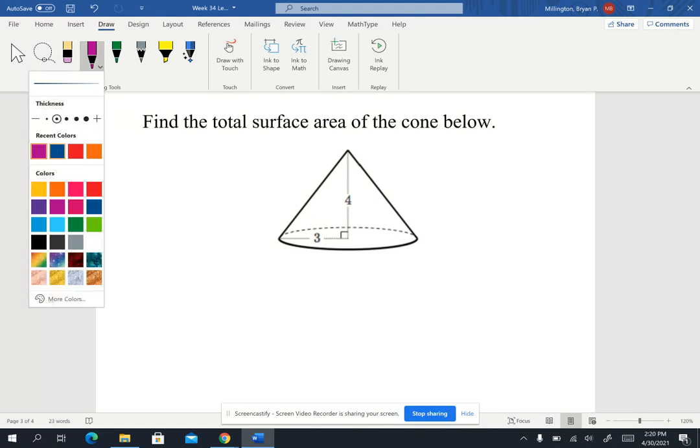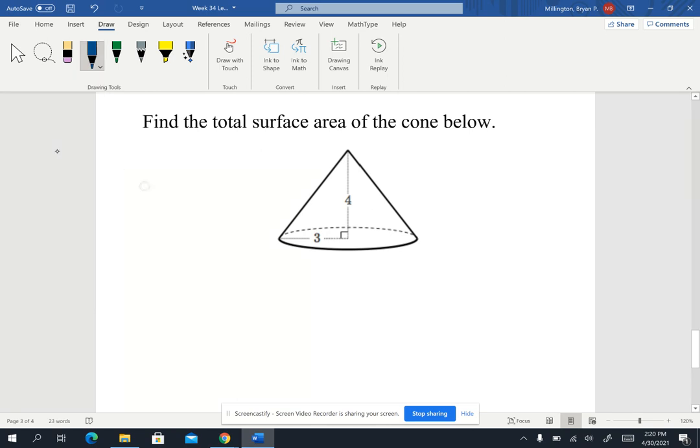All right, hopefully you've tried it and now you're ready to watch my work. I don't know what's going on with my pen in this video. It's everywhere, it wants to do weird things. Okay, there we go, RDCA. So my radius is 3, diameter would be 6, circumference would be 6 pi, area would be 9 pi.